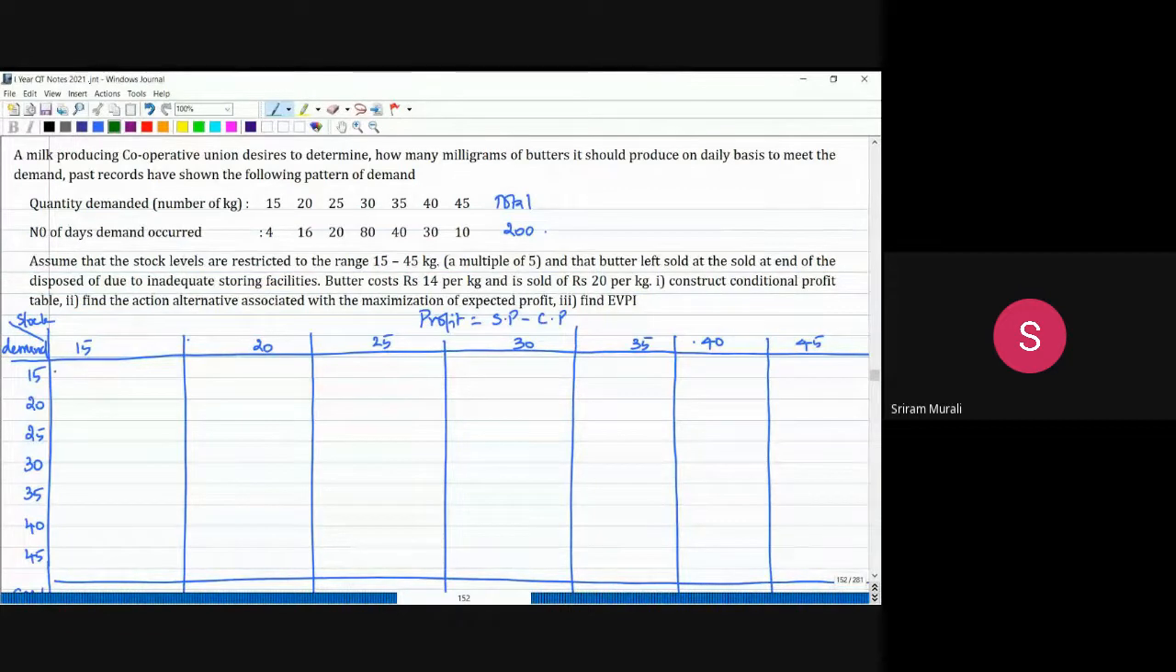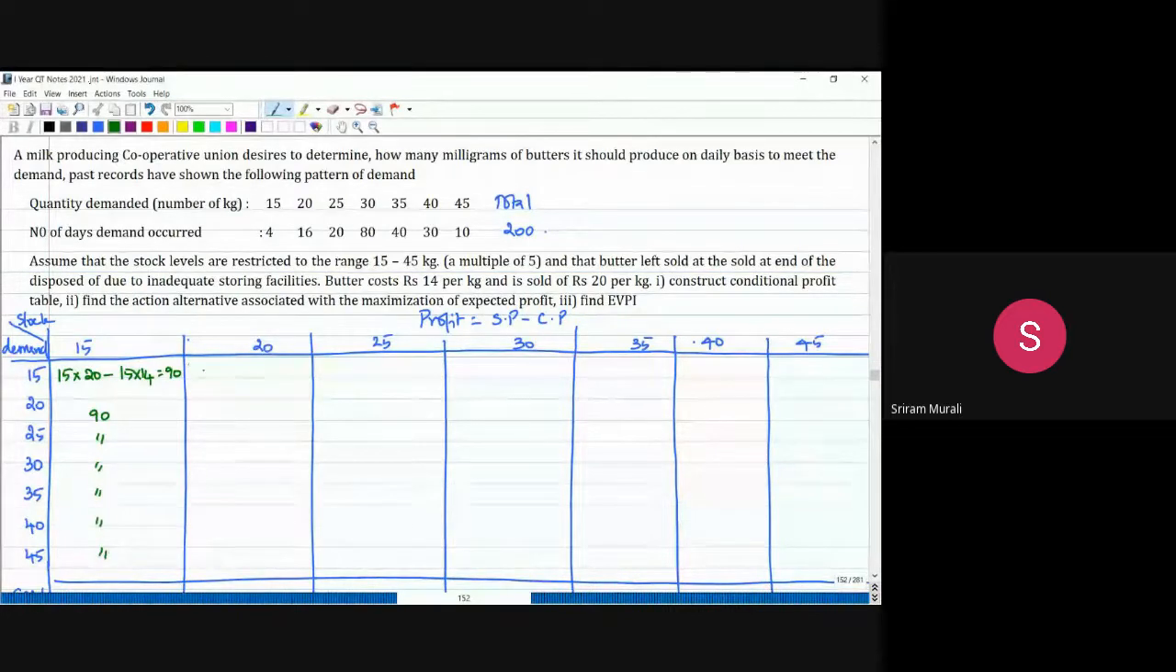So the first case will be 15 into 20. Do you have any loss here? Cost price is 14, selling price is 20. There is no loss exhibited. So 15 into 20, selling price minus cost price 15 into 14. This is equal to 90. So I get the same 90 because the stock purchased quantity is less and demand is more. So this is also 90 throughout.